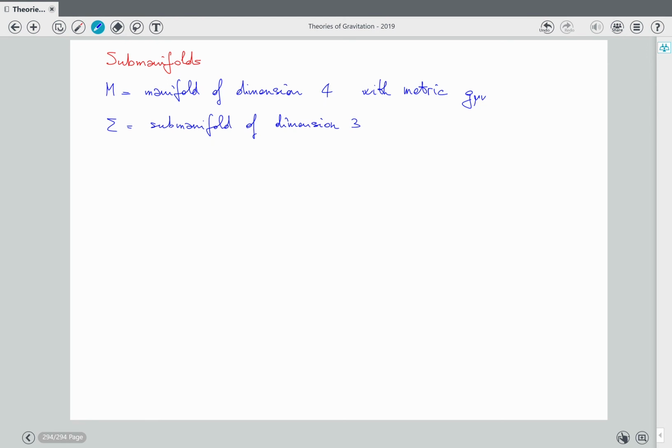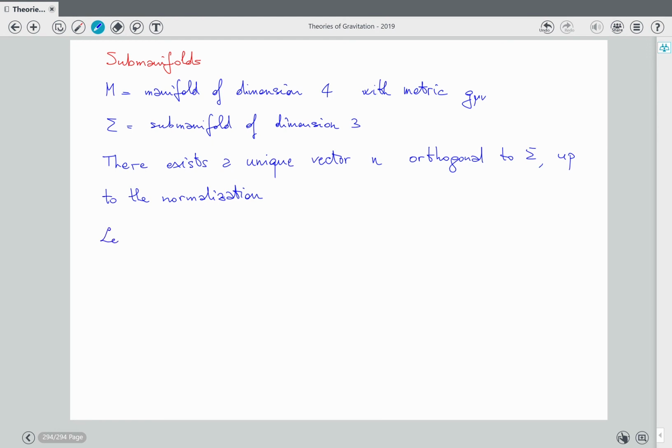First, we show that there exists a unique normal vector to sigma. There exists a unique vector n normal, orthogonal to sigma up to the normalization. What does it mean that it is orthogonal to sigma? That it is orthogonal to all vectors that are tangent to sigma in every point.